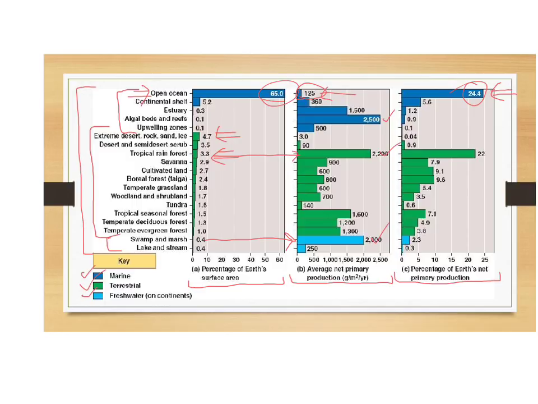It just means that their net primary production of 125 is multiplied by the fact that it's 65% of the Earth's surface to produce this 24.4% of the Earth's primary production.